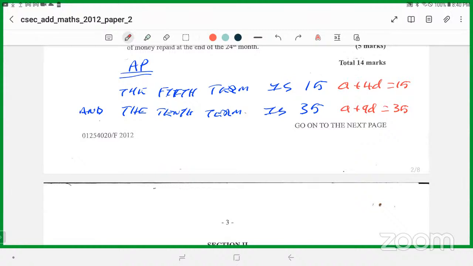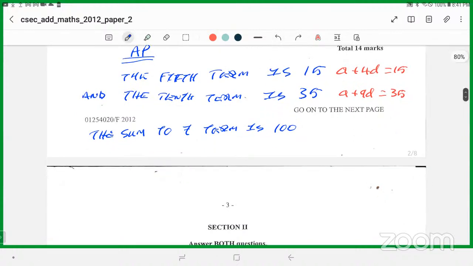So since we talk about that, let's talk about the GP a little bit now. But first, let's do one more line on this question. If the question tells me that, for example, the sum to 7 terms is, say, 100. Remember, I know Sn is n over 2 into 2a plus n minus 1 times d. So this is telling me that when n equals 7, this is equal to 100.